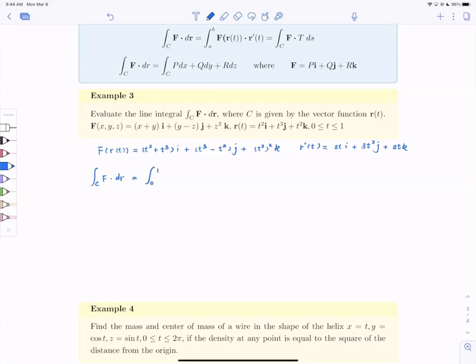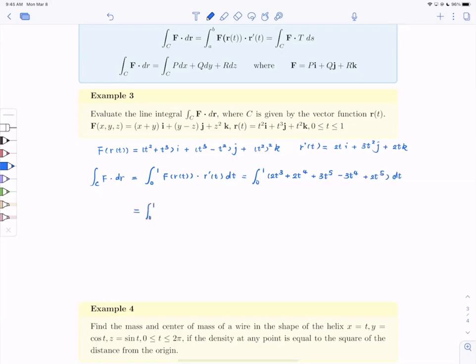The integral from zero to one of f of r of t dot r prime of t dt. So that's going to be 2t cubed plus 2t to the power of 4, plus 3t to the power of 5 minus 3t to the power of 4 plus 2t to the power of 5 dt. And then you just integrate this.